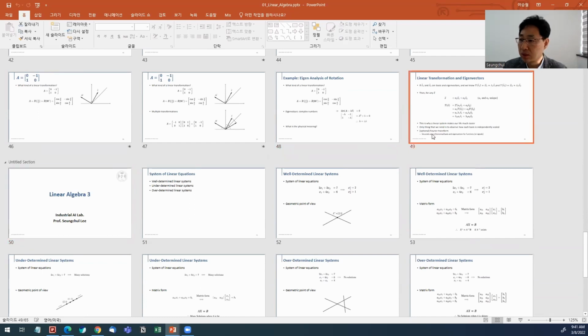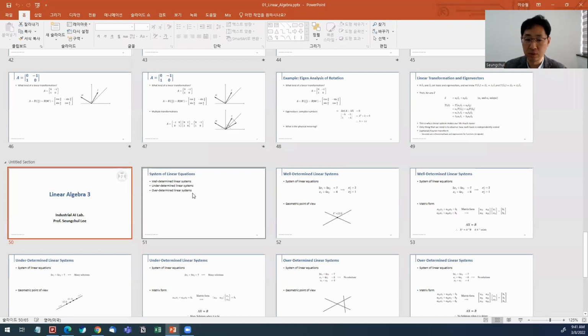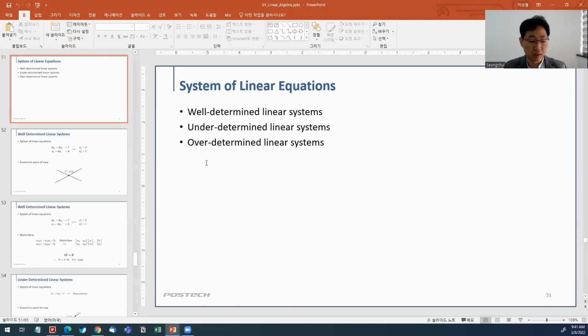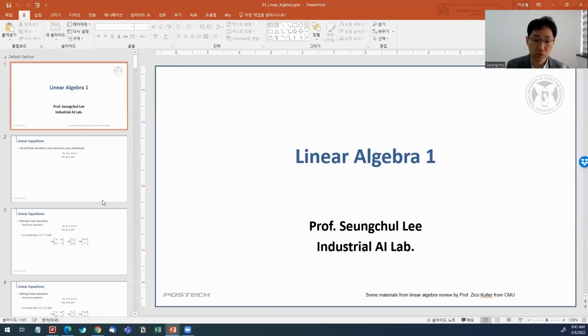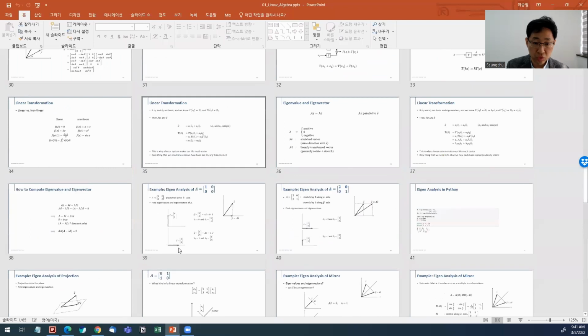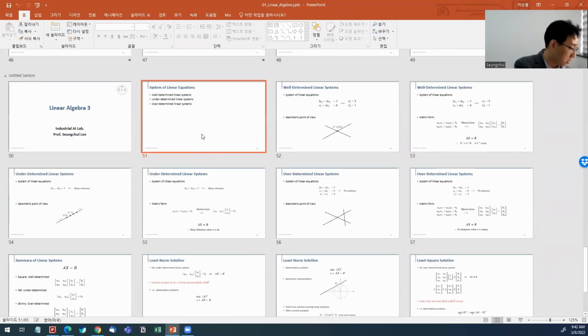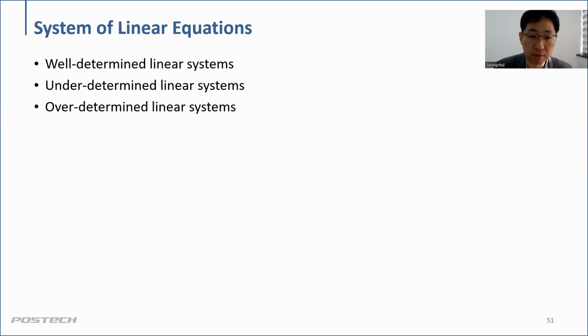Now, I think that's where we stopped last time, and I'm going to continue on the last topic in linear algebra, which is systems of linear equations. So I'm going to start from here. You guys learned linear equations from middle school or high school. And here what I want to discuss is systems of linear equations.